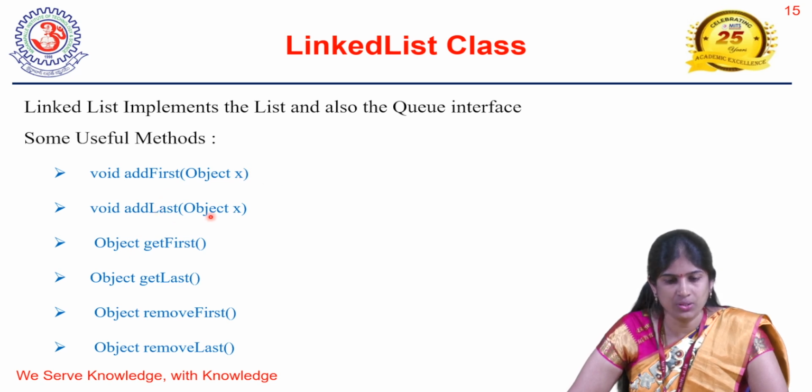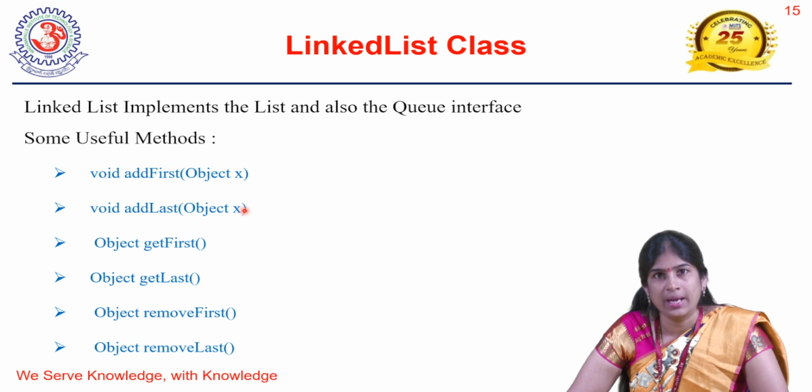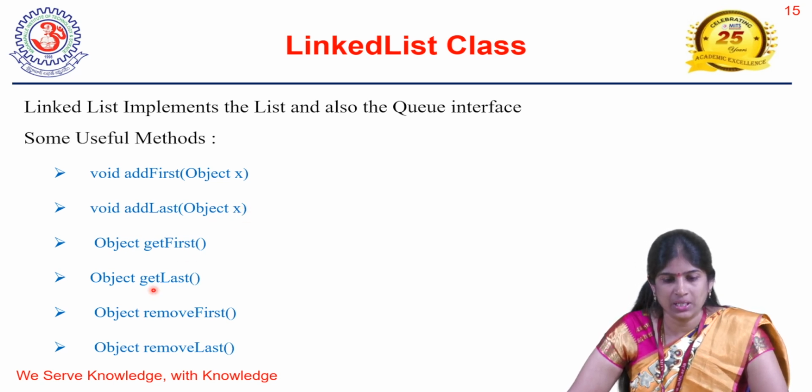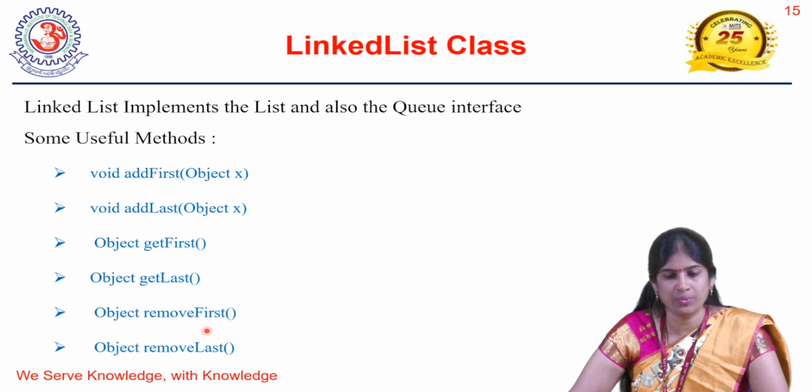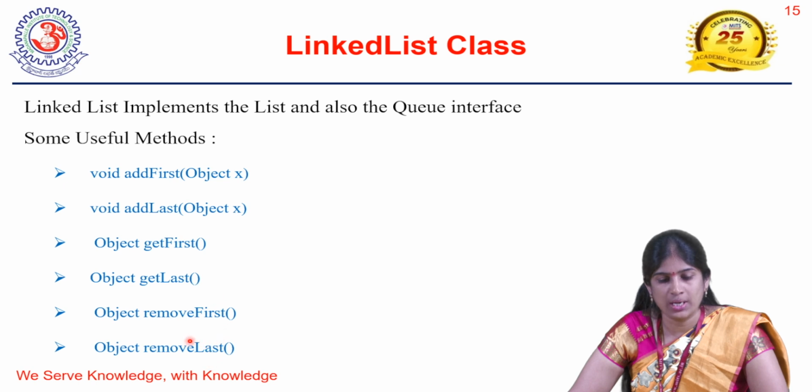Add last means you are adding the element at the end of the linked list. And one more thing, you have get first and get last methods. You can get the element, the object, from the linked list. You can get the first element and the last element from the linked list class. And you have two more methods, remove first and remove last. These methods are used to remove the first element from the linked list, and the remove last method is used to remove the last element from the linked list.